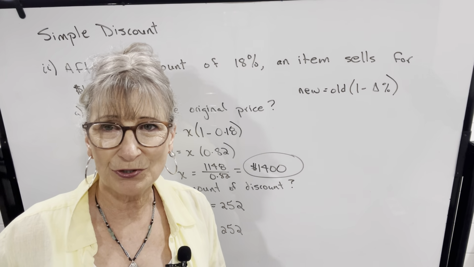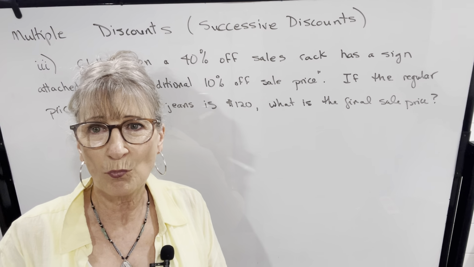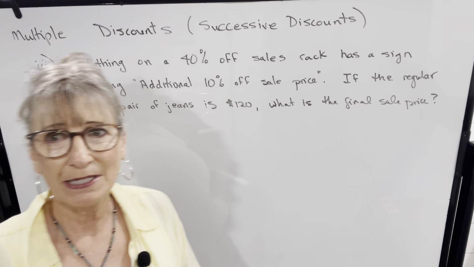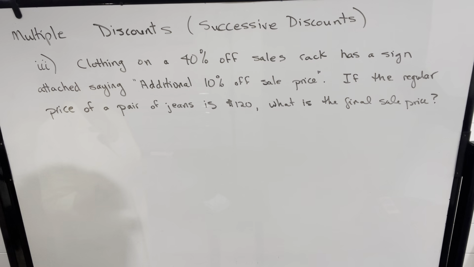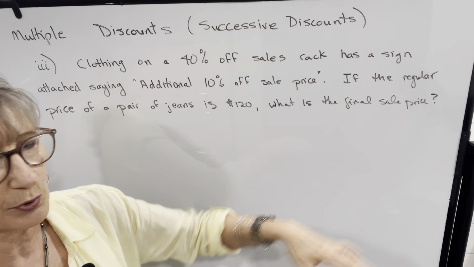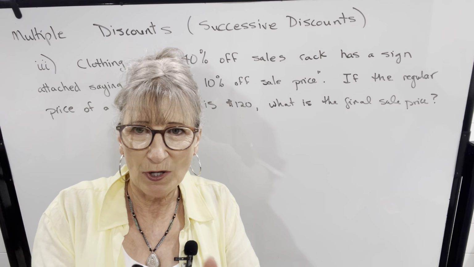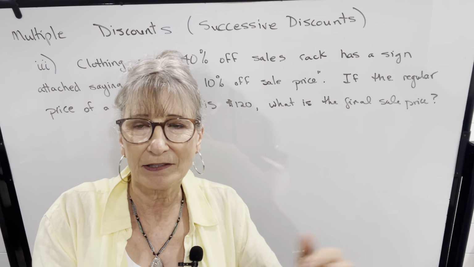Now let's talk about multiple discounts. Multiple or successive discounts is where you have more than one discount applied. And let's take a look at this example. Clothing on a 40% off sales rack has a sign attached saying additional 10% off the sale price. If the regular price of a pair of jeans is $120, what is the final sale price? So when you have successive discounts, the item is discounted once, and then again, and so on.